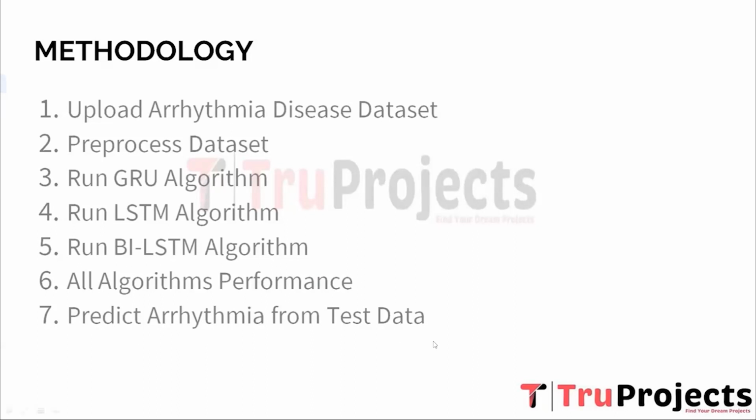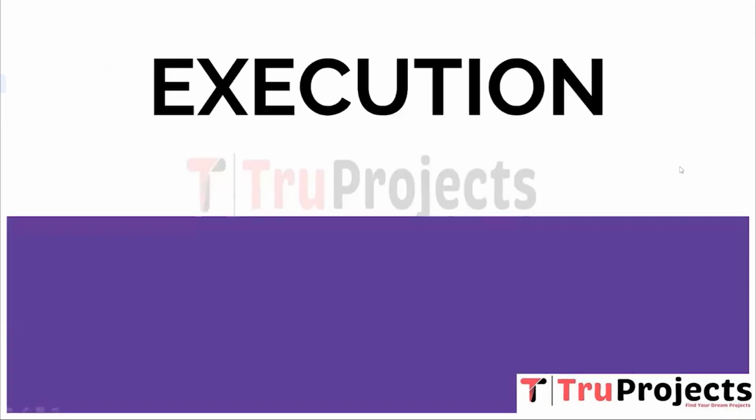With the trained models validated and their performance assessed, they are ready for predicting arrhythmias from unseen data. This involves feeding a test dataset, which the models have not encountered during training, into the algorithms for prediction. Now coming to the execution part. To execute the project, first we need to open the code folder.